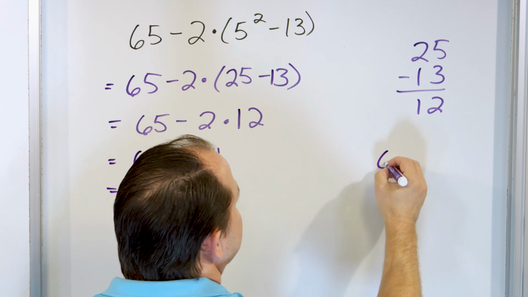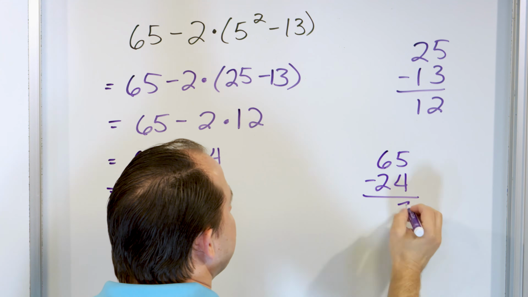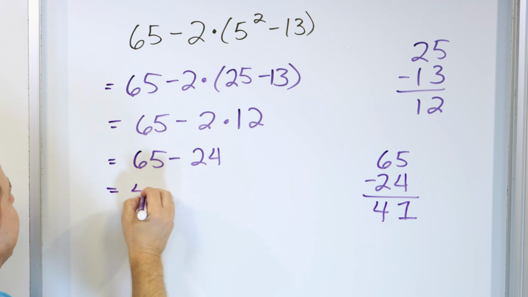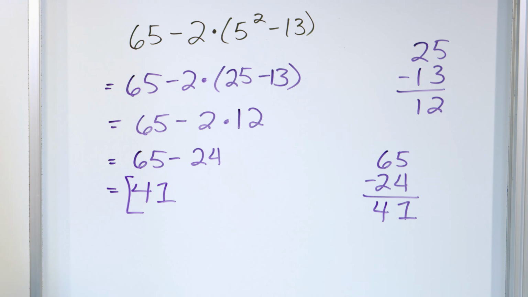Finally, we do the very last thing. What is 65 minus 24? 5 minus 4 is 1, and then this becomes a 4, and so the answer is 41. 41 is the final answer.